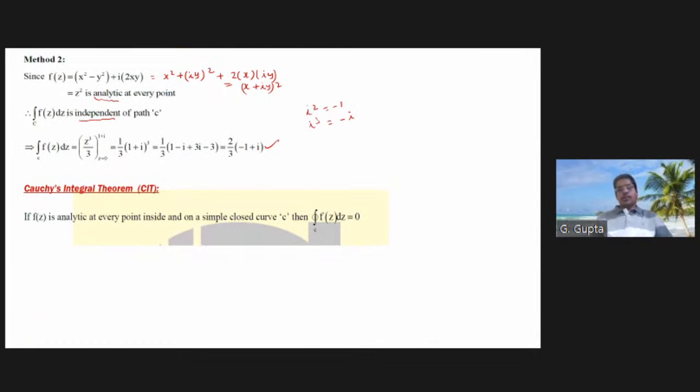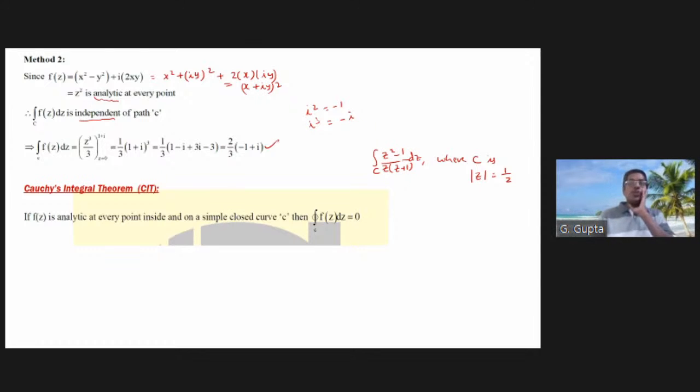Now suppose they ask this problem: integral over C of z square minus 1 divided by z into z plus 1, where the curve equation is a circle, mod z is equal to 1 by 2. How do you evaluate this type of problem?